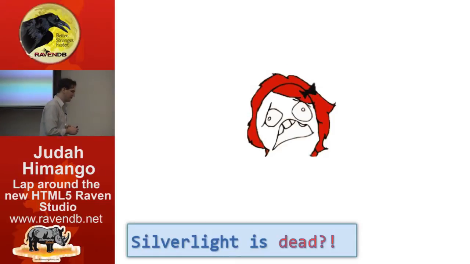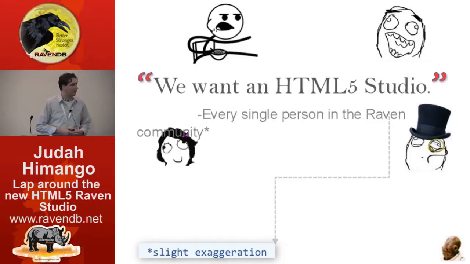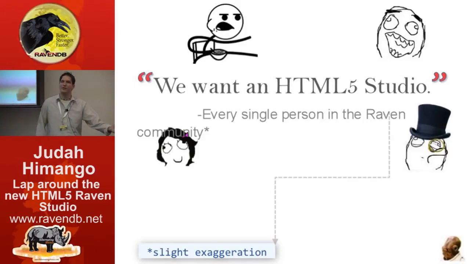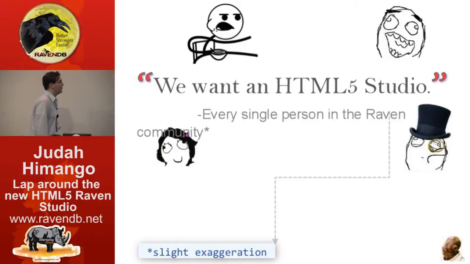I think it's the right decision, not only because Silverlight itself is dying, but also because this was one of the biggest bits of feedback we heard from you guys in the Raven community. It was a highly requested thing: we need to do an HTML5 studio, or at least get off of Silverlight, maybe with a Windows app, maybe WPF or something. We discussed some of those options, but eventually we decided to go to HTML5, and I think that's the right decision.